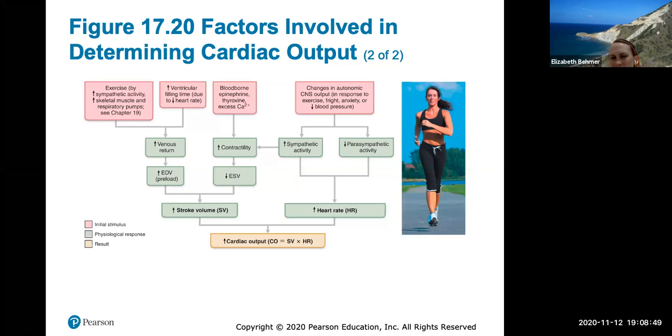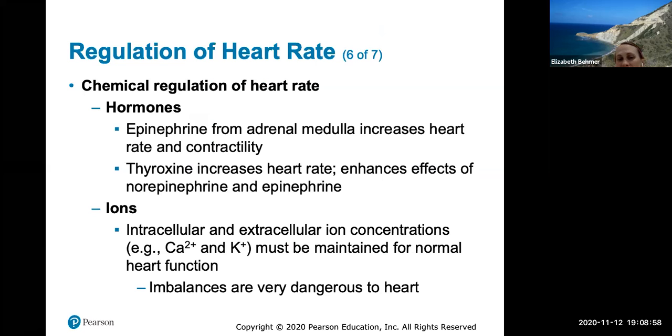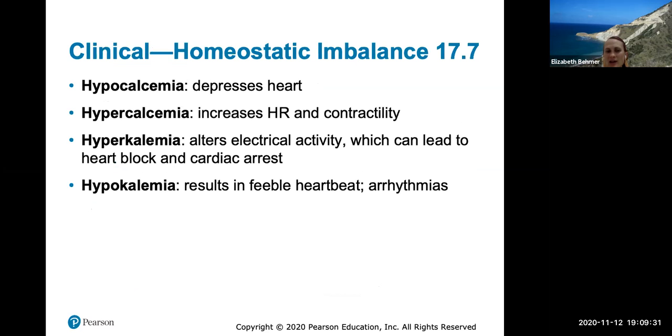Again, this is the same chart shown before, going over the factors involved in determining your cardiac output. Chemical regulation of heart rate is from hormones. Epinephrine increases heart rate and contractility. Thyroxine increases heart rate and enhances the effects of norepinephrine and epinephrine. This is your adrenaline response. Ion concentrations must be maintained for normal heart function, and an abnormal ion imbalance is very dangerous to the heart. These are the ions moving into and out of heart cells to help with depolarization, so you want your ion concentrations to be normal.